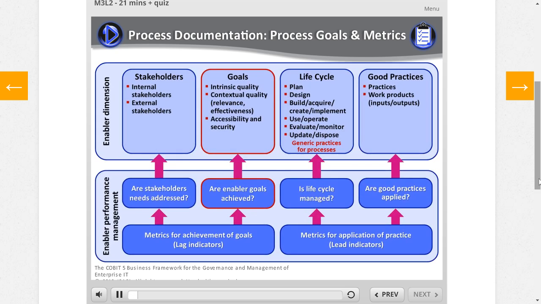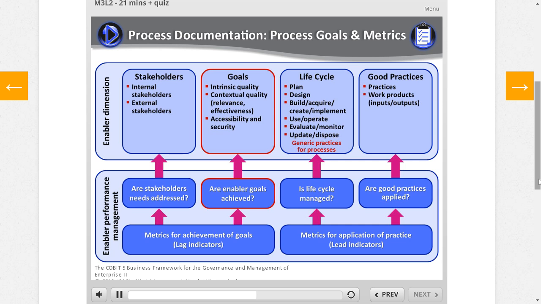Okay, we've covered the IT-related goals of processes. Now we'll look at process goals and metrics. The process goals relate to the goals enabler dimension. You'll remember that there are 3 categories of process goals. Intrinsic goals. Does the process have intrinsic quality? Is it accurate and in line with good practice? Is it compliant with internal and external rules?